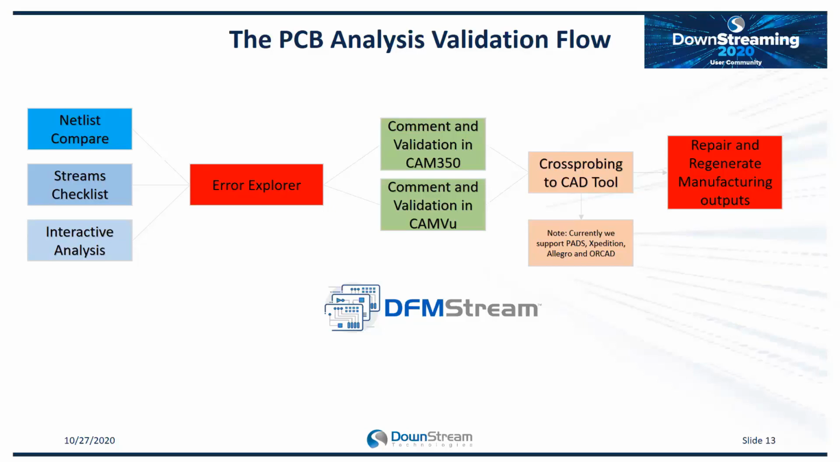Whatever the analysis we run, whether it's Netlist, design compare, streams checklist, any of the interactive analysis, individual analysis, the results will go into the Error Explorer. Then I can, as I've always been able to, comment and validate those in CAM350, but I can also comment and validate those in CAMView. What does that mean? It means I'm not taking up the license. I'm just using a free database viewer to do that last step. Then I can cross-probe from both of those to the CAD tool. So what does that mean? It means with PADS, Expedition, Allegro, and OrCAD, I can now fix any problems and regenerate the manufacturing outputs. Again, that is always our goal.